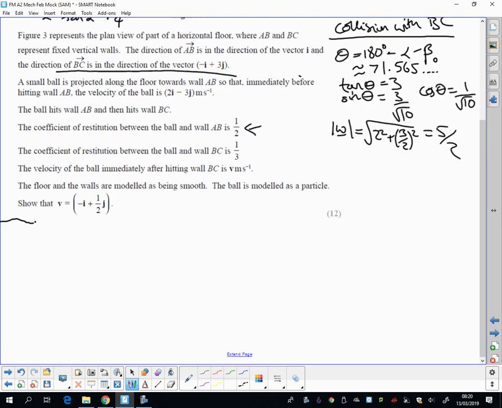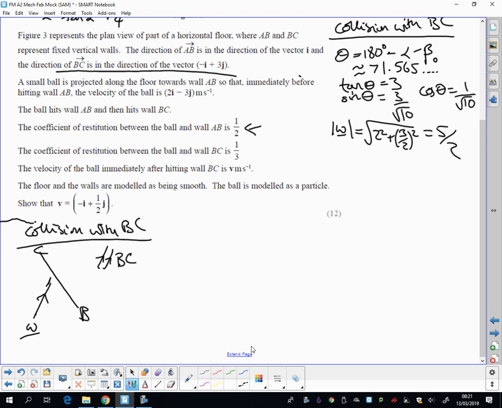Right, so now we're carrying on looking at the collision with BC using these facts. Here's our wall, BC. We're coming in here with our velocity. And once again, parallel to BC, there's going to be no change in velocity.